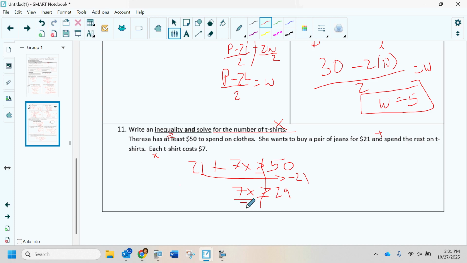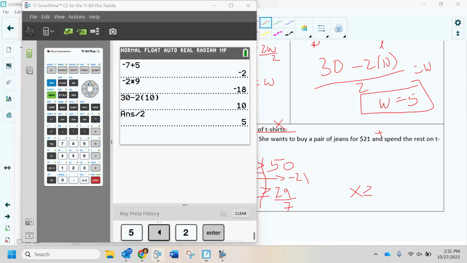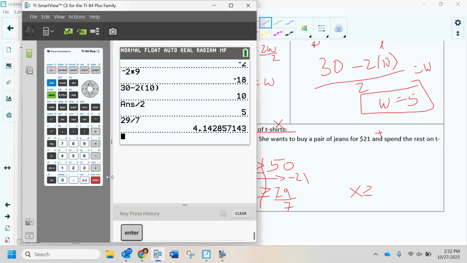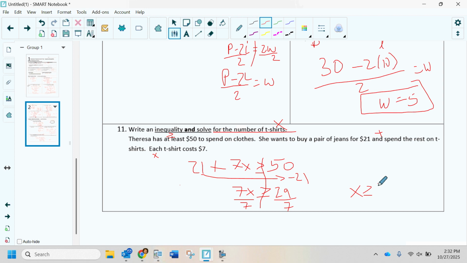Then we divide by 7, and we get x is greater than or equal to 29 divided by 7, which is 4.14 shirts. And so she can buy 5 or more shirts. Wow, that's a lot of shirts.